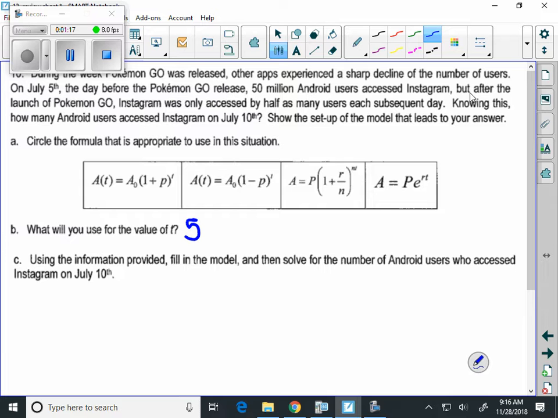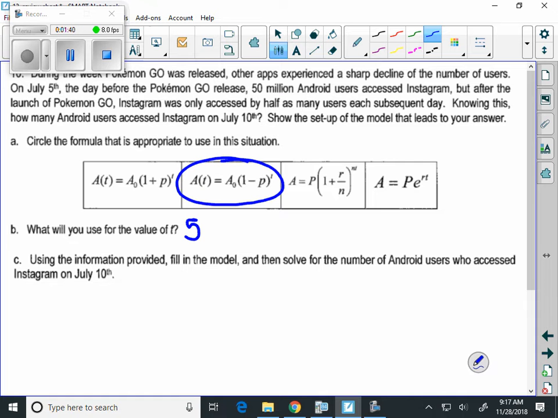So ask yourself here, which one of these 4 formulas is a decreasing formula? And hopefully you pick that second one. And by the way, this is how the formulas are going to look on the test. So we circle that one.